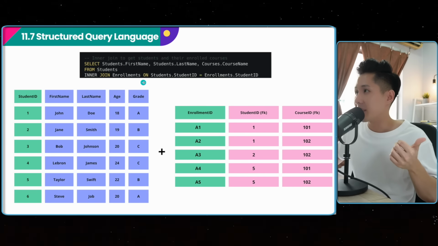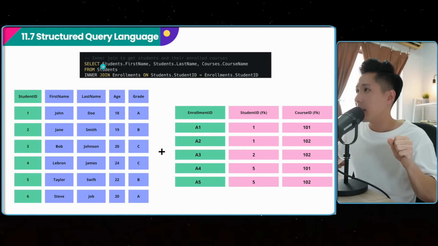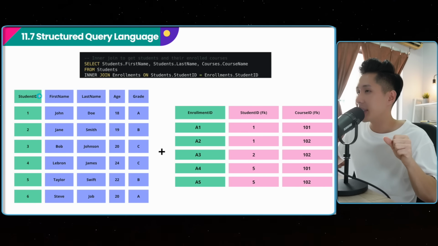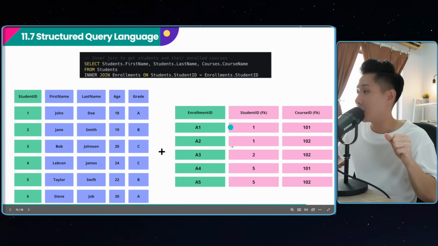So what you can do here, in this example, I'm using another command called inner join. Look at it. I'm selecting student dot first name. Look, this is how I access the attribute of this table. Student dot last name, course name, which is what I care about from student. And then inner join enrollments on student dot student ID equal to enrollment dot student ID. So meaning I'm linking student ID here to this student ID field in the enrollment table.